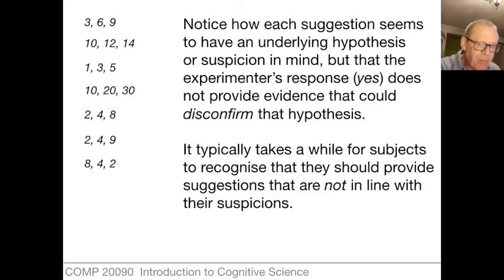It's not until you start offering suggestions which don't fit the pattern that you think might have generated this, that you're in a position to get the kind of information that would allow you to uncover the rule. That is, you need to disconfirm your hypothesis, not simply support your hypothesis. It typically takes quite a while for subjects to get to the answer because, well, 2, 4, 6 doesn't look accidental. It suggests something that is not quite what the right answer is.